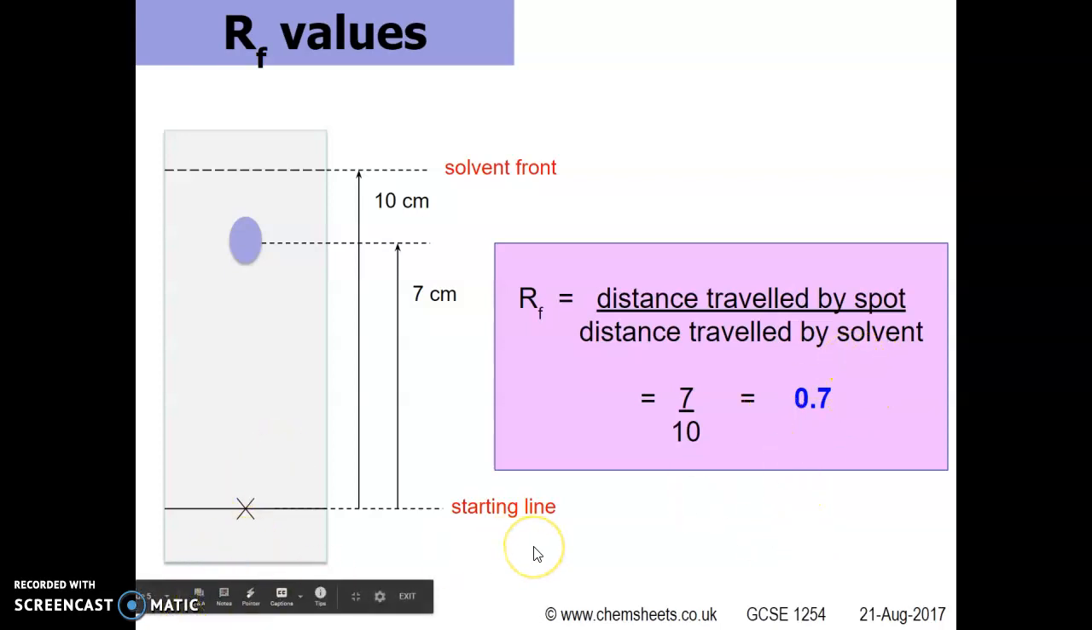Okay, so watch the 2 videos about the practical, and then please have a go at the worksheet.